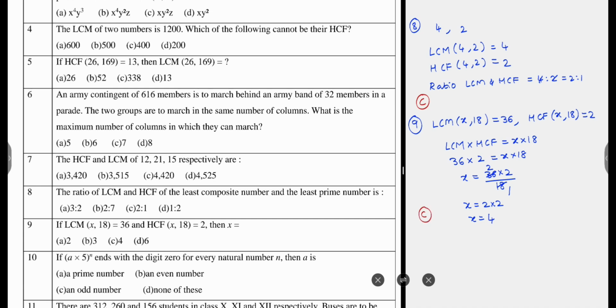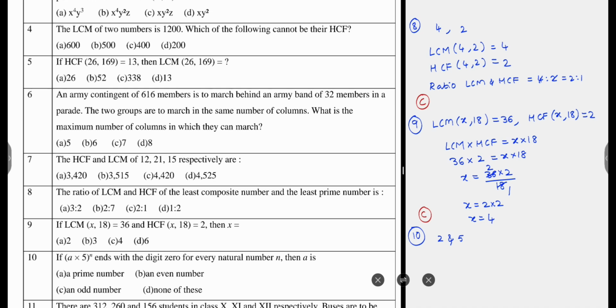Option C is correct. Now question number 10. It is about a number which is ending with the digit 0. So whenever we want a number ending with the digit 0, that number should have the prime factors 2 and 5. If there are 2 and 5 both in the prime factorization, then the number will be ending with 0.